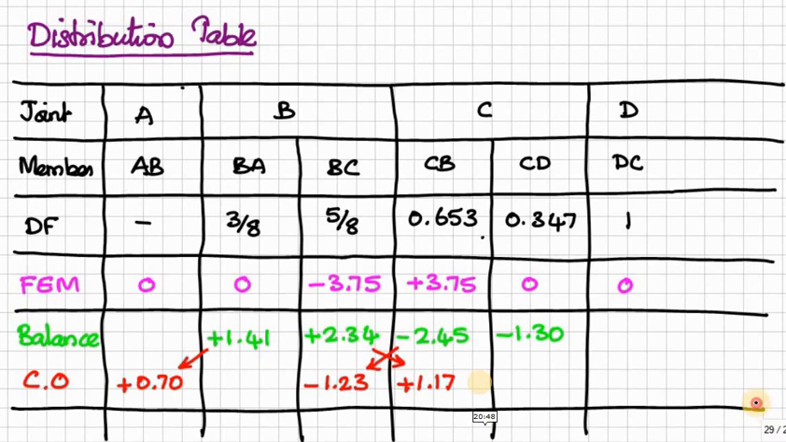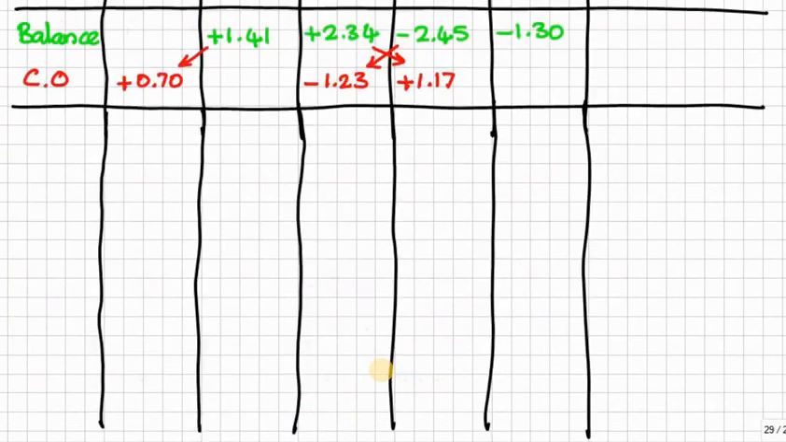Therefore, in the further iteration step, we have to balance only this moment. No need to sum up all the moments. We have to balance only the carryover moment. So the next step, balance. Balance this moment among these two members, that is BA and BC, in accordance with the distribution factors. So this is minus, therefore we have to apply plus 1.23. Similarly here we have to apply minus 1.17.